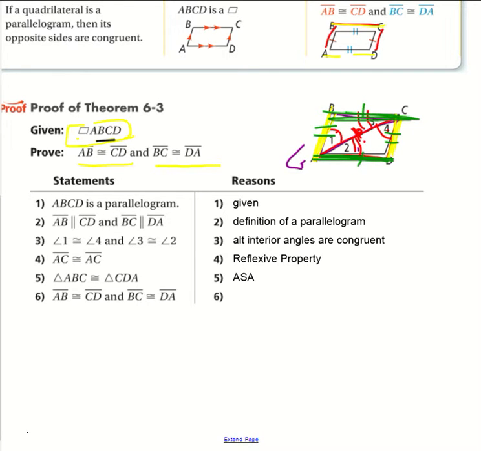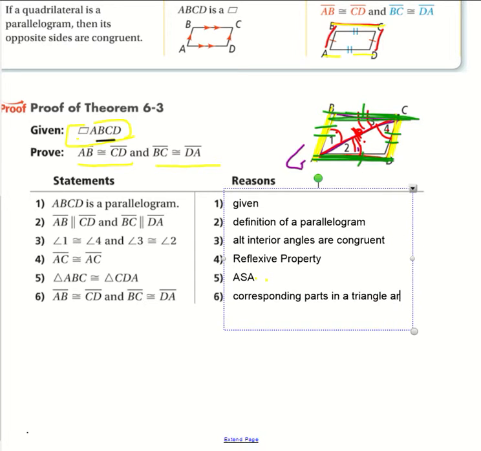We know corresponding spots in a triangle are congruent. Therefore, that can be our last reason in our proof. Corresponding parts in a triangle are congruent. And there you have it. We prove this theorem.